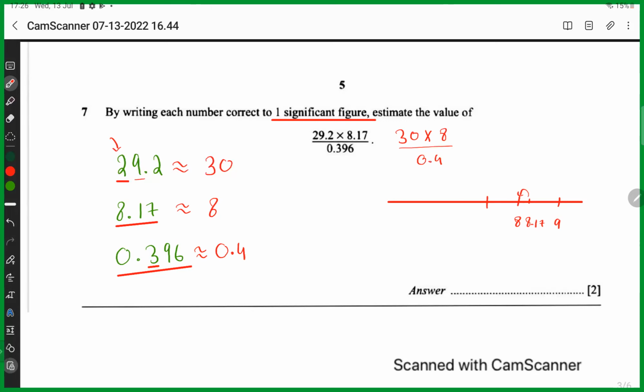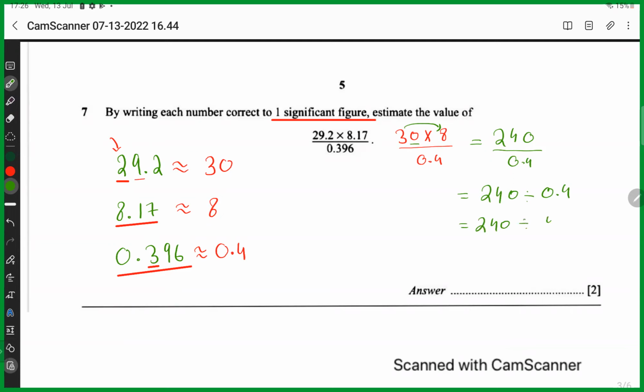Now you are doing everything without a calculator, so let me explain that as well. 3 multiplied by 8 would give you 24. And we have a 0, so it would become 240. And 240 divided by 0.4 would give you what? 240 divided by 0.4 can be written with 0.4 as 4 by 10.